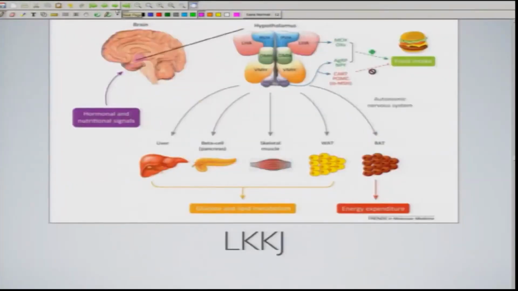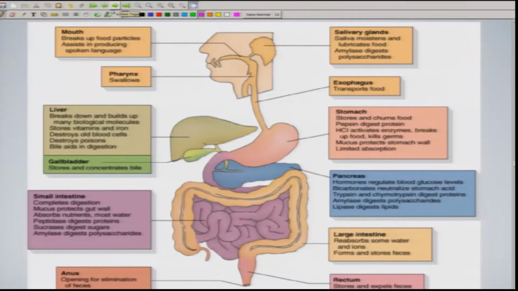From here, we will move on to this flow chart, which will give you an idea of different kinds of actions of the hormonal system on the liver, beta cells, skeletal muscle, and so on and so forth. From here we will move on to the digestive system.